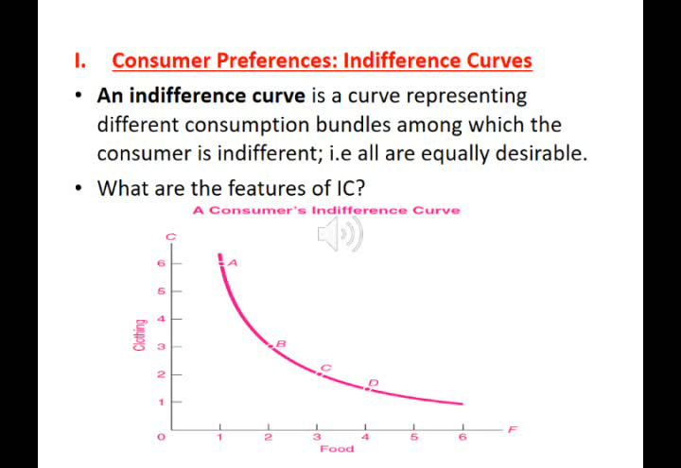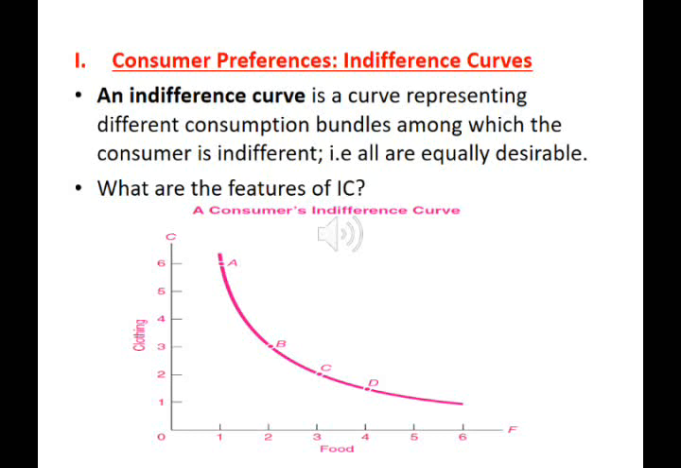If you look from the origin, which is point 0,0, you can see that this curve is convex. What does this mean? This means that the slope of this curve decreases as we move to the right. As we move from point A to point D, the slope is decreasing, which means our curve is getting flatter and flatter as we move to the right.